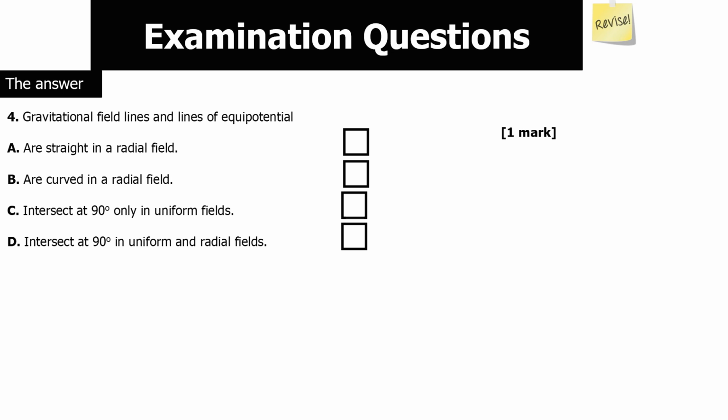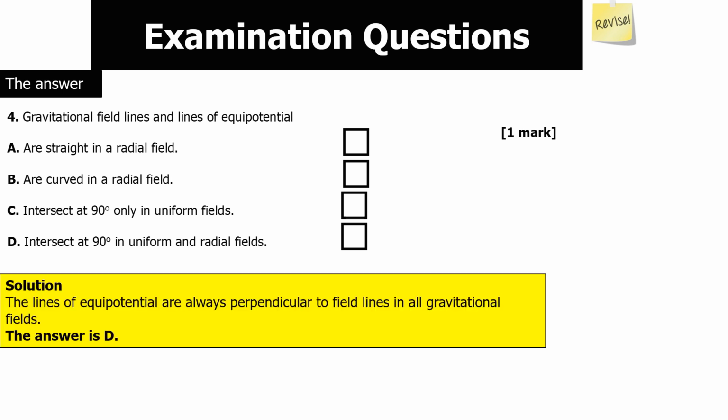The next question says gravitational field lines and lines of equipotential, and then you've got to finish the sentence. So pause the video now, then unpause the video when you want to go through your answers. Right, the answer here is going to be D, because it's a fact that the lines of equipotential are always perpendicular to the field lines in all gravitational fields. So by that logic, the only answer possible is D.